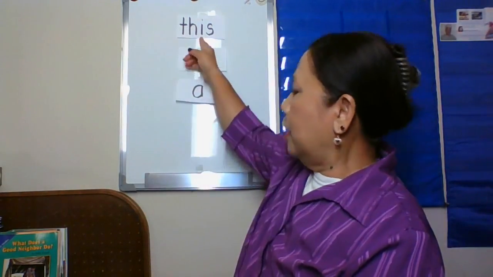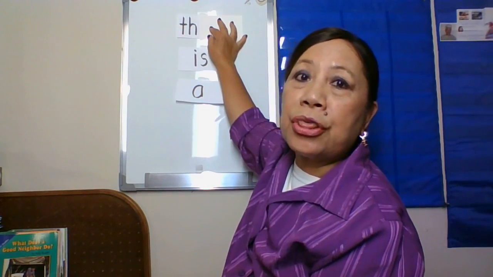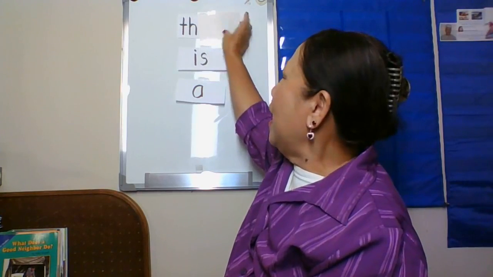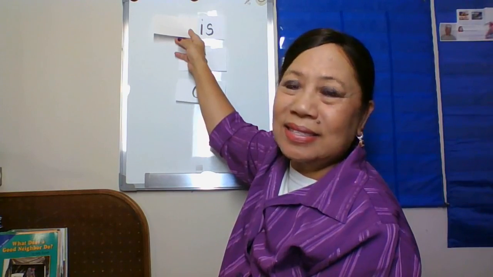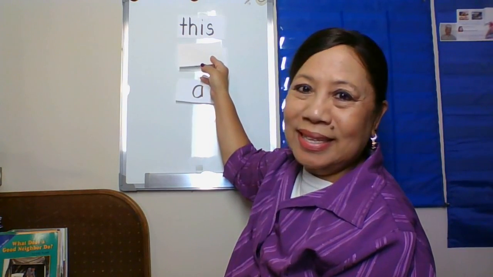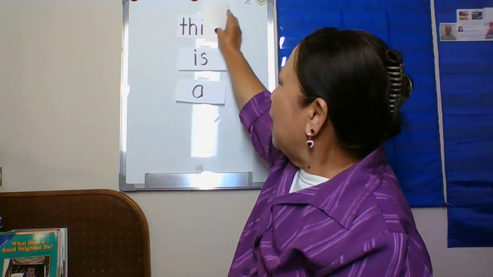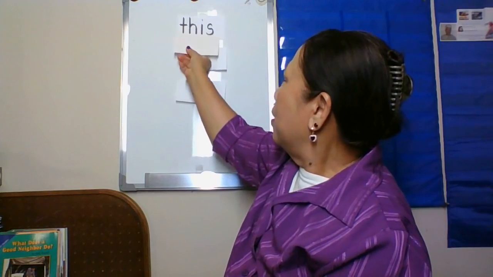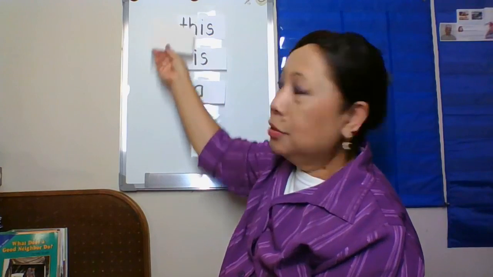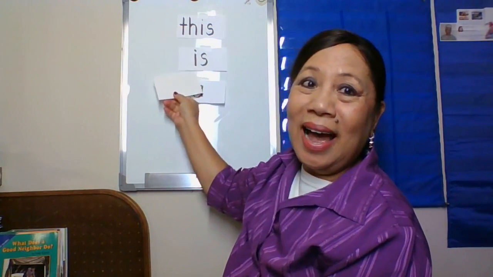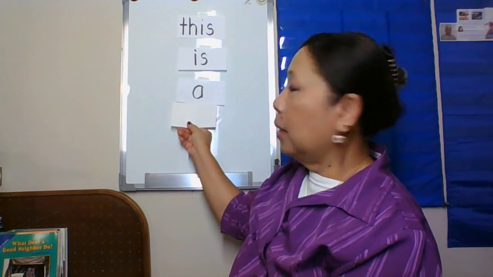First word is this, everybody. TH is a digraph. The word is this. Now if you take away this TH, the word becomes is. And now we have letter A.